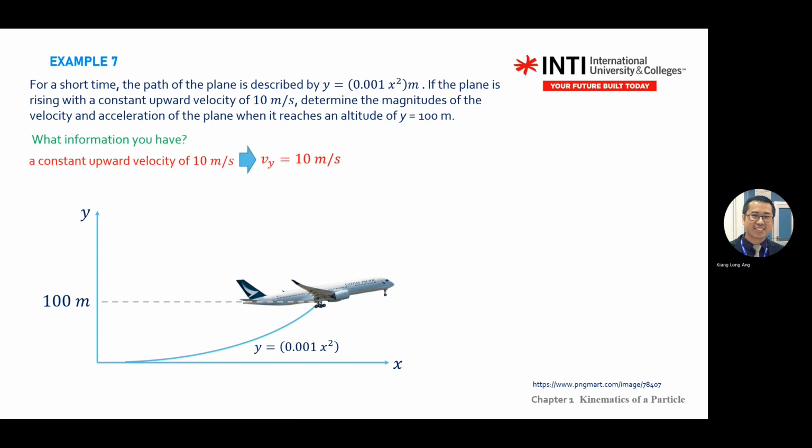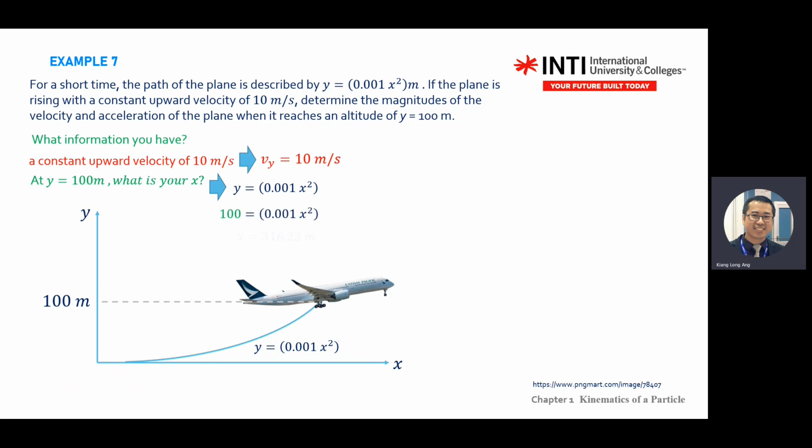Okay, so Vy is 10. So your x is, you substitute the value, your x is 316.23. Again, 2 decimal places minimum. So on the graph, you update that value. X equal to something. So next, your y equal to Vt.